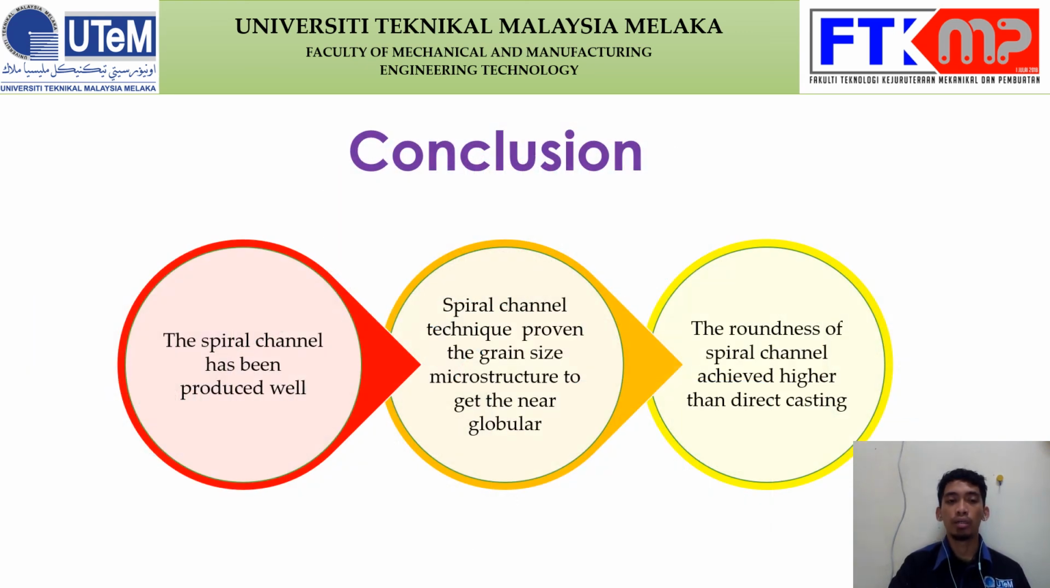To conclude, after discussion and analysis, the spiral channel has been produced well according to the drawing detail. The spiral channel technique is proven to give a grain microstructure near globular after being observed using optical microscopy. The roundness of the spiral channel is higher than direct casting. This can be proved from the t-test, where the average for the spiral channel is higher than for direct casting.